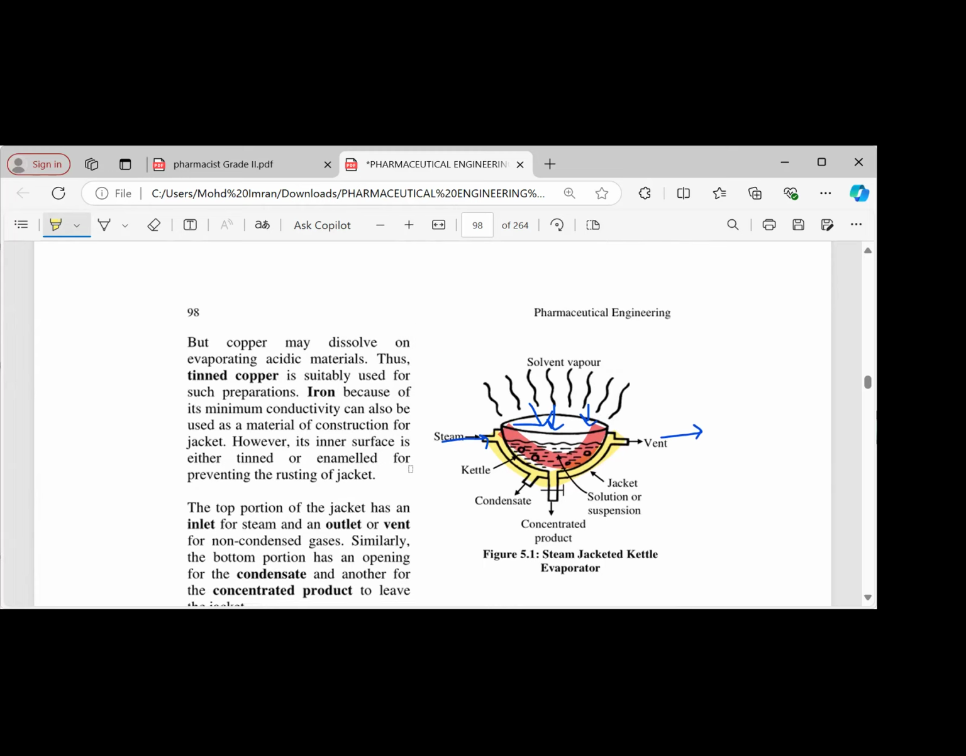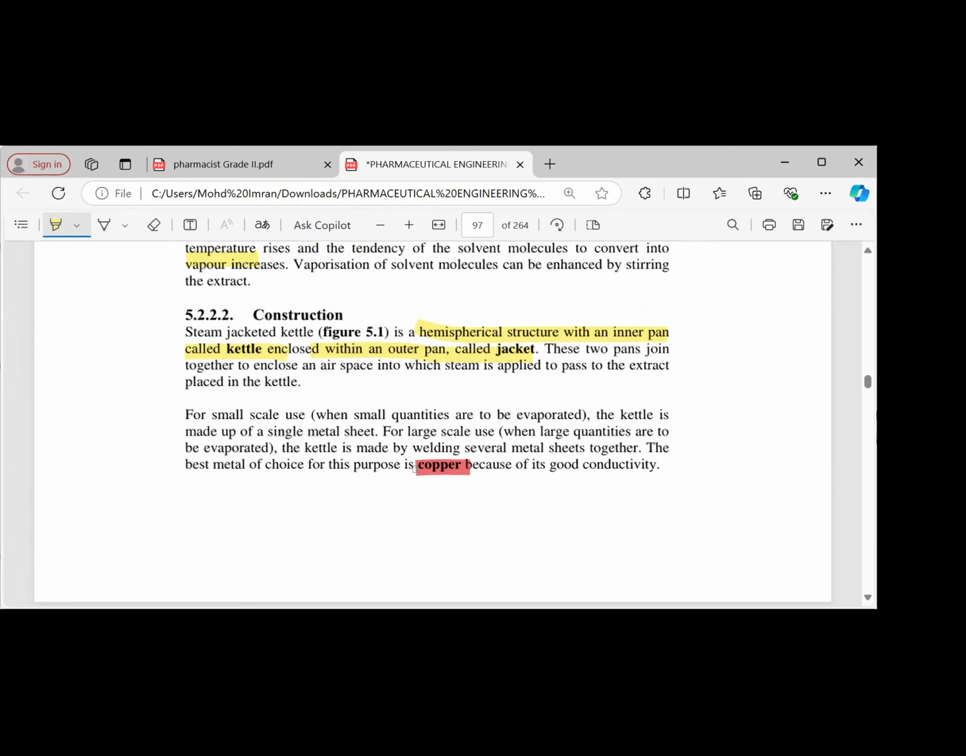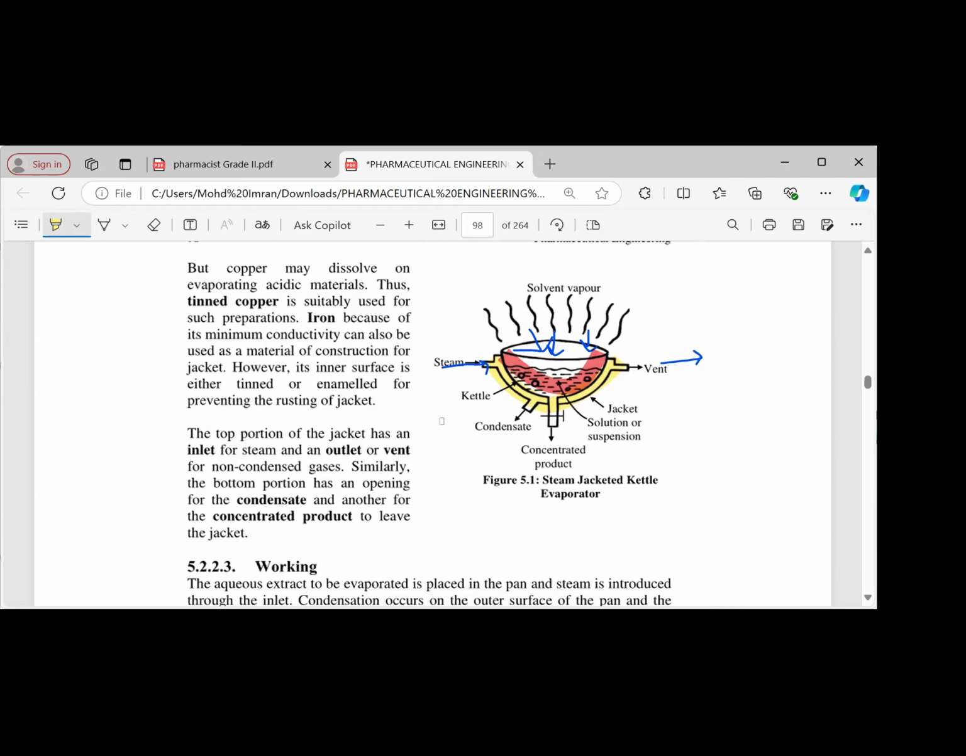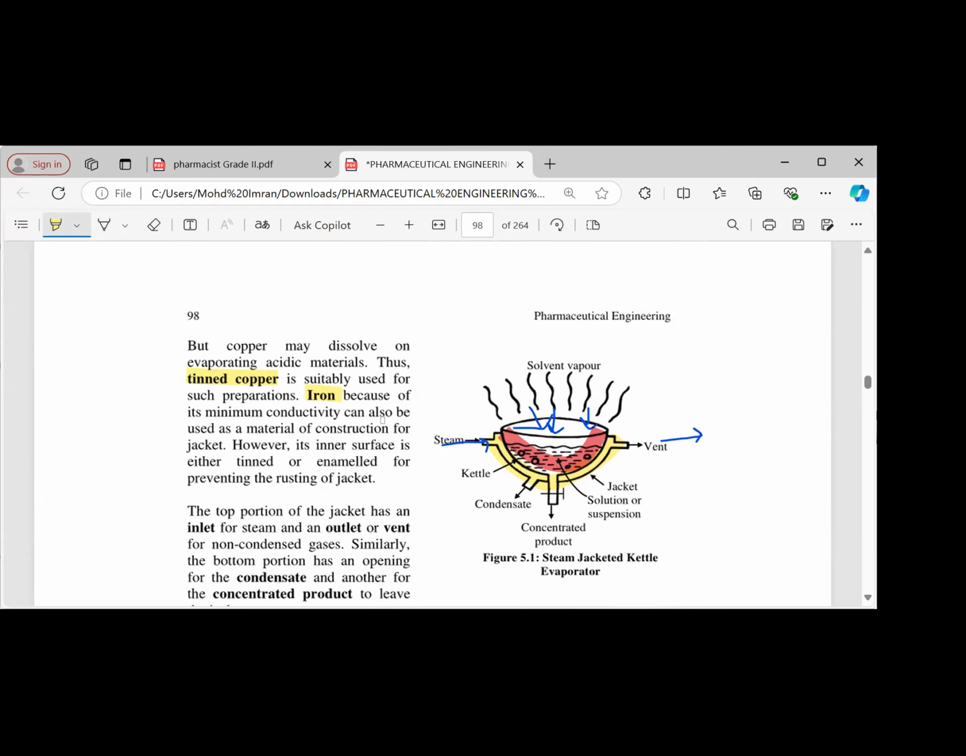Right. So coming to the material used here, it is copper. Next, copper may dissolve on evaporating acid material. So tinned copper is used in some cases, and in some cases, in such preparations, iron can also be used. So three materials we are using: copper, tinned copper, and iron.